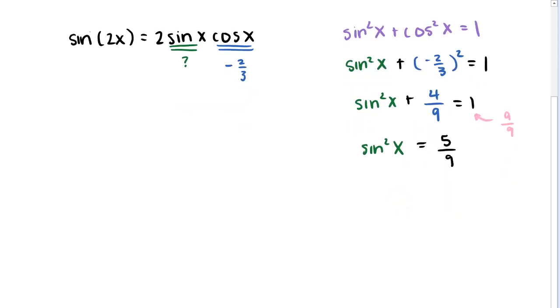And so here, to get sine by itself, we take plus or minus the square root of both sides. This gives us sine of x is equal to plus or minus the square root of 5 over 9, which is the same as plus or minus the square root of 5 over the square root of 9, where the denominator would come out to be 3. The square root of 9 is 3. And so which is it? Is it plus square root of 5 over 3, or is it minus square root of 5 over 3?